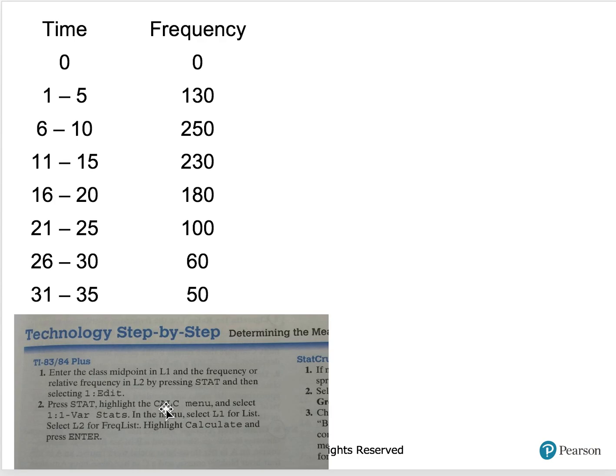Okay, but if we're going to do this same thing in our calculator, notice what it says here. It says enter the class midpoint. I erased all of that. All right, so I'm going to go up and find the midpoint again. We like finding the midpoint. That's why we're doing it 4 times.